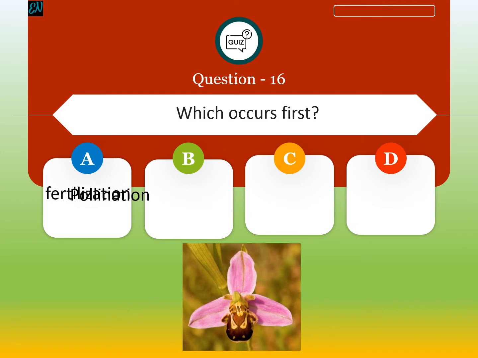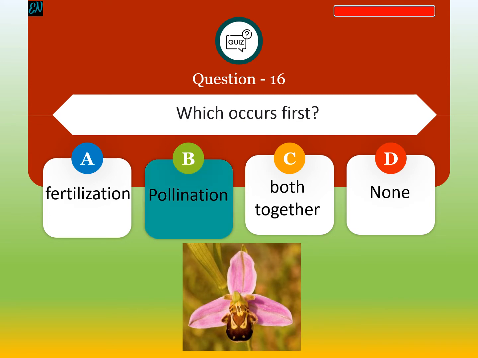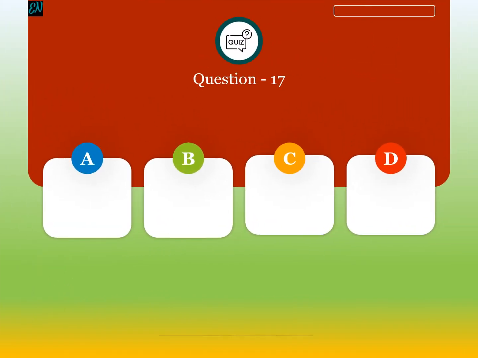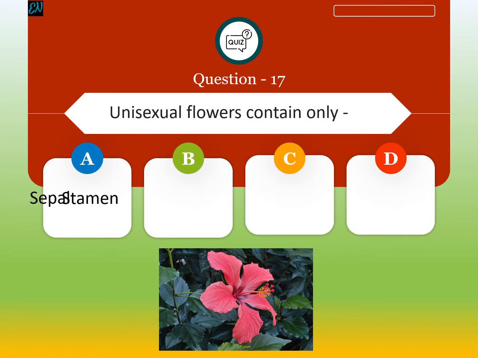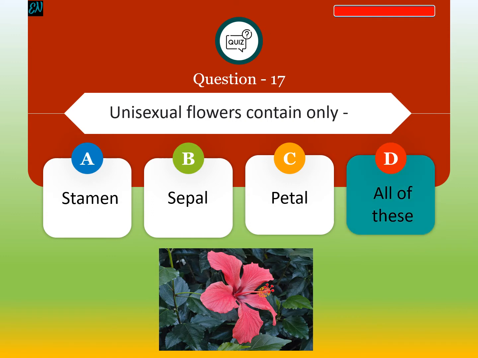Question number 16. Which occurs first? Fertilization, pollination, both together or none? And the correct answer is pollination occurs first. After that, fertilization will happen. Question number 17. Unisexual flowers contains only stamen, sepal, petals, or all of these. So unisexual flowers contain all of these. It has stamen also, sepal also, and petals also.